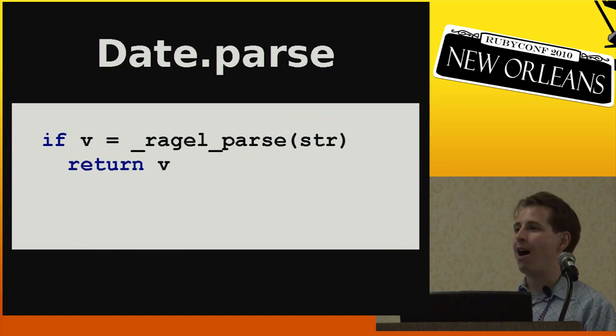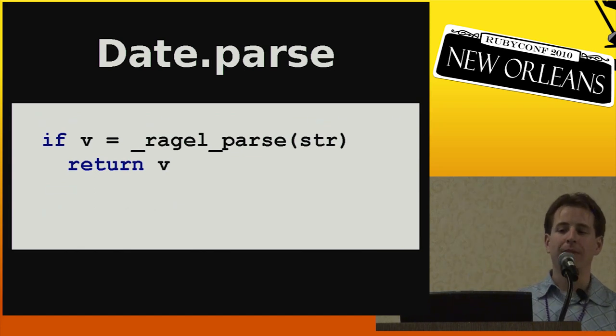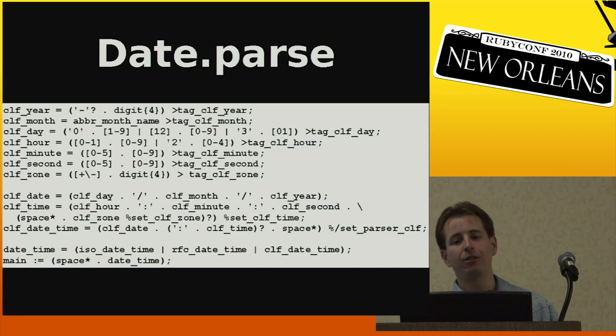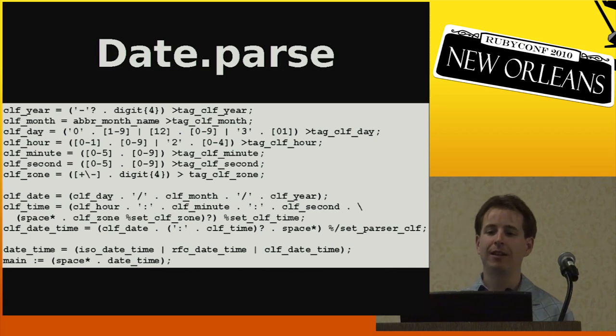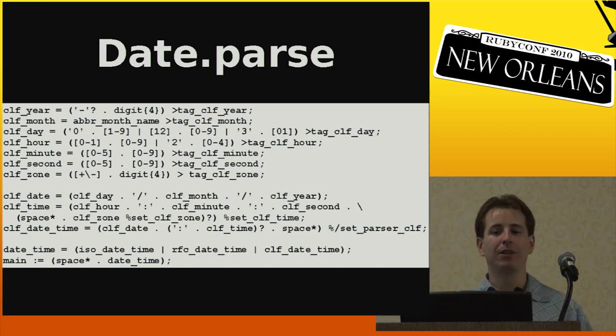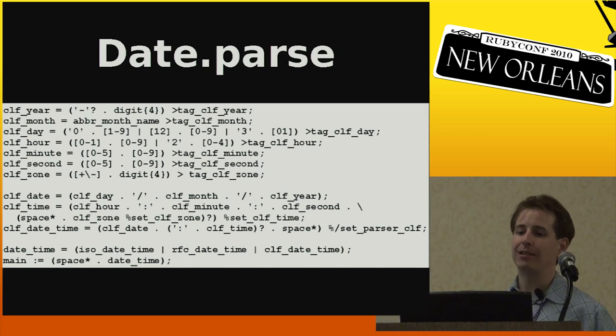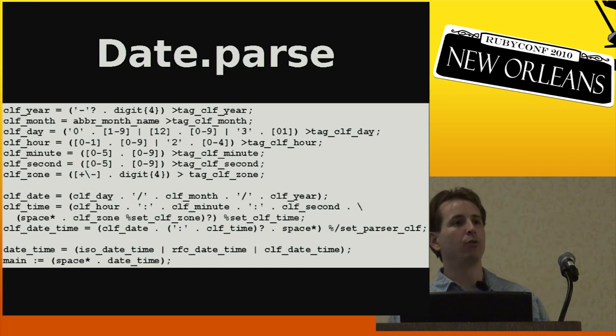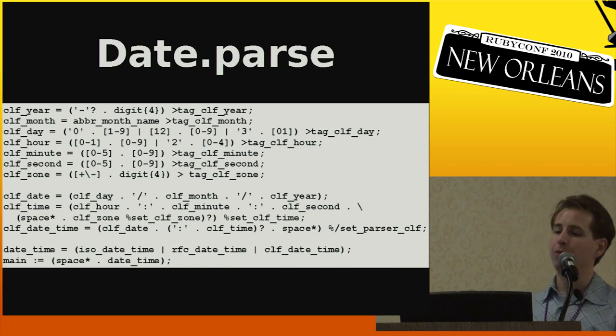It was also used by Y as the scanner for HTTP. Anyway, if you haven't heard of Ragel, or if you have and just aren't sure what it is, Ragel basically compiles a state machine, sort of like a regular expression, that you specify using the Ragel domain-specific language. Now, the Ragel DSL is more verbose than an equivalent Ruby regular expression. It's more powerful in some ways, and less powerful in others.